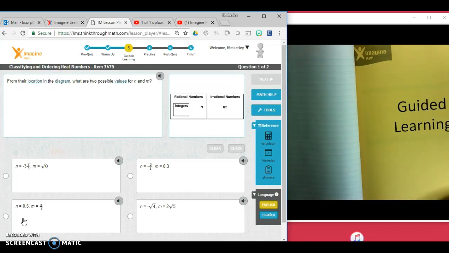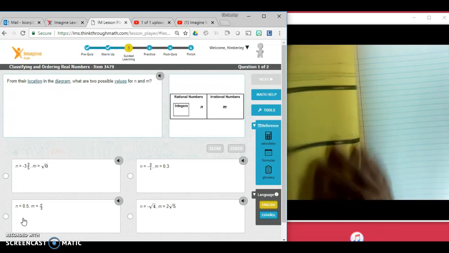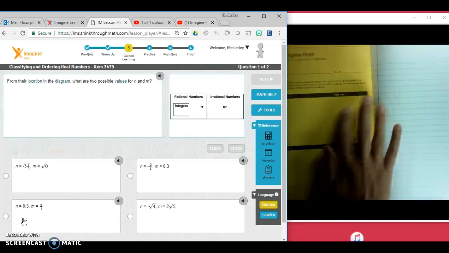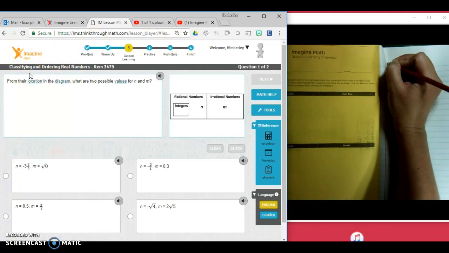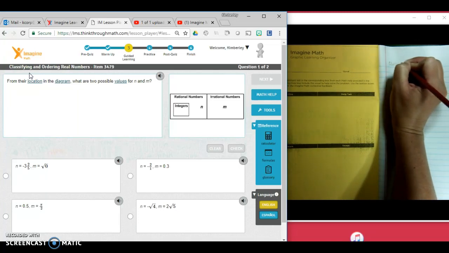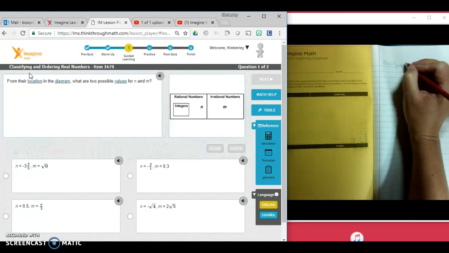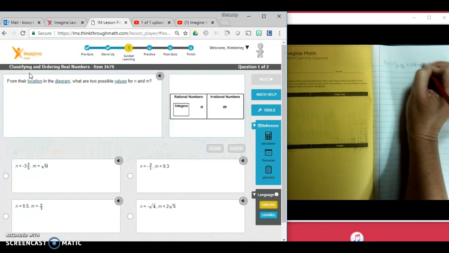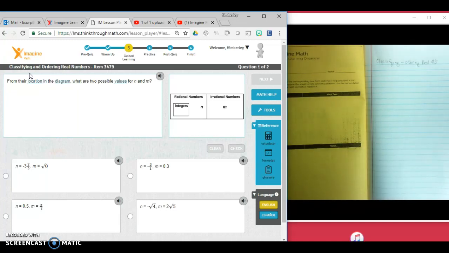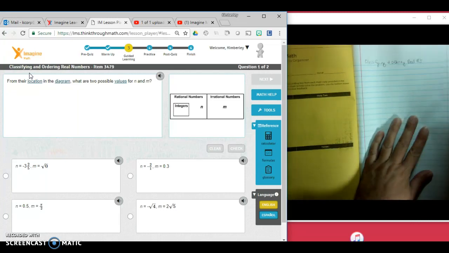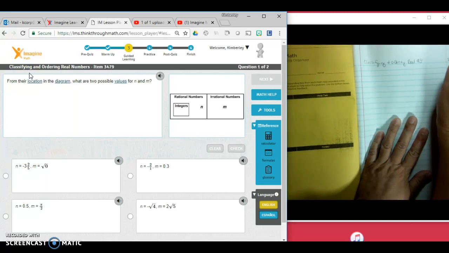So here in your journal, right, you have your guided lesson. You're going to use this as a template. Okay, so I need to write down the name of the lesson, which I can find right here at the top of my screen, so it's classifying and ordering real numbers, and I've got item number 3479.